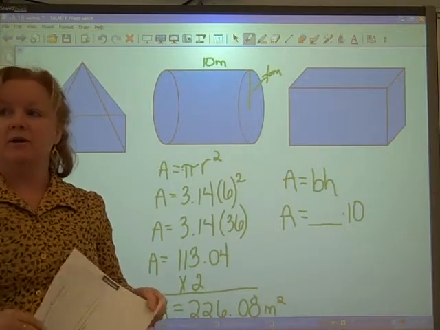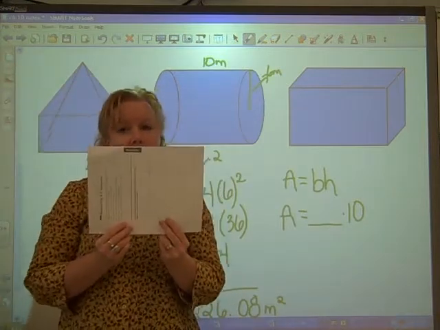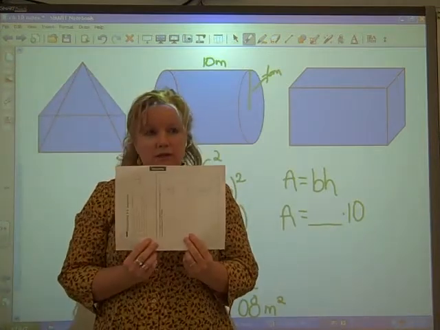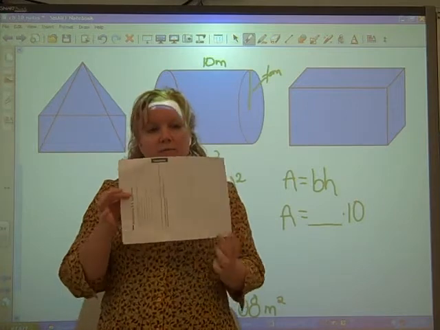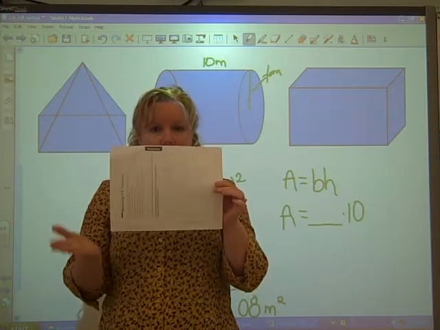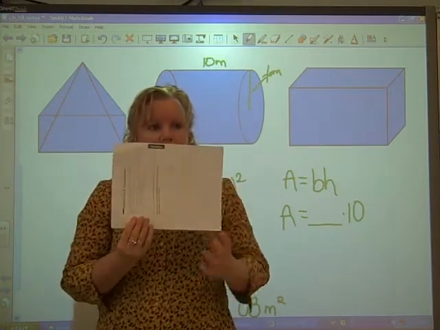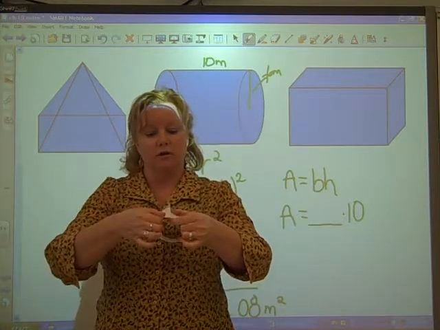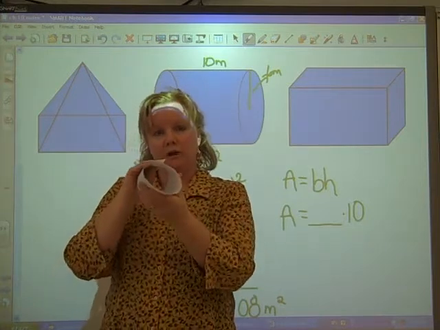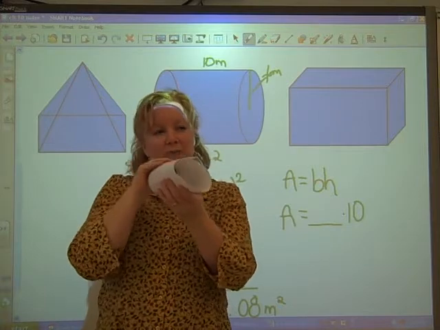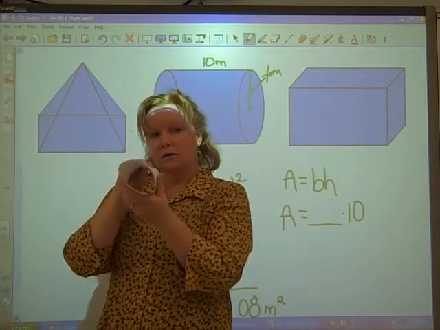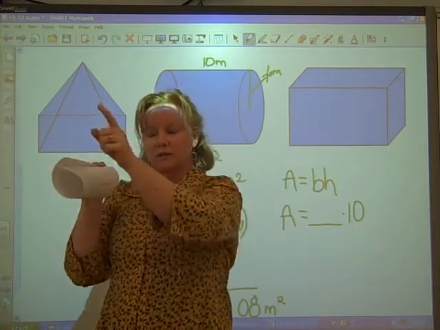Hang on a minute. I want you to look at this. Is this my rectangle? This is my cylinder, correct? Where's my base on this? Bottom. Okay, now wait a minute, watch. Let's make it into a cylinder now. What happened to my base? What is my base now? Look at it. It's the circle.